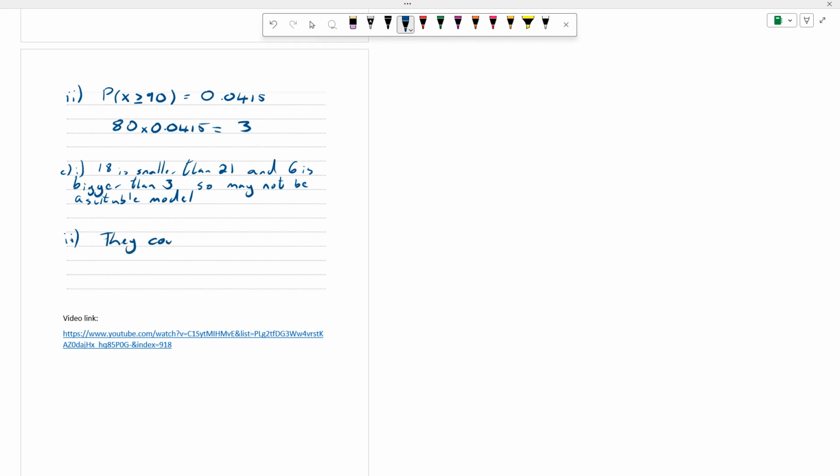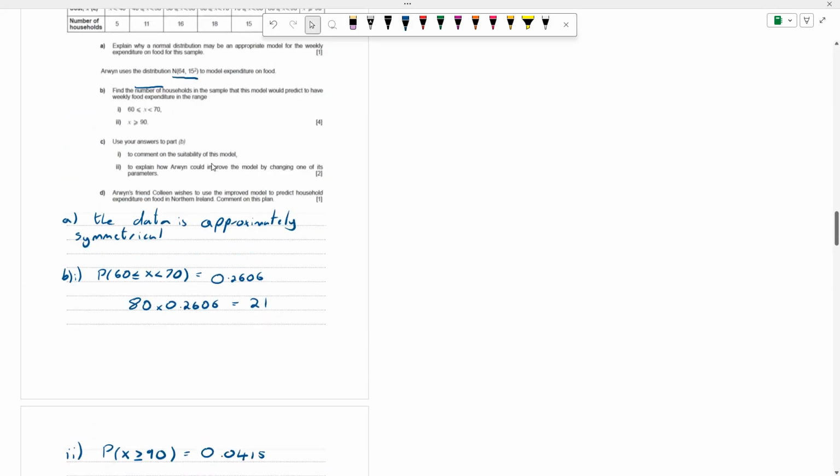They could increase the standard deviation. Okay, so that would flatten the curve out. It would make the peak not as high and the tails last a little bit longer.